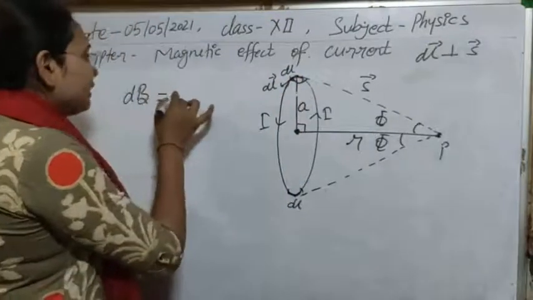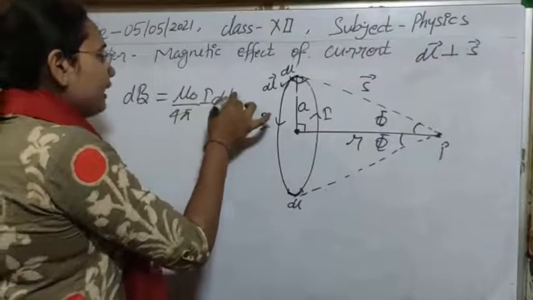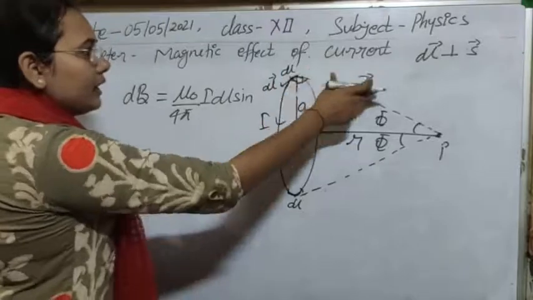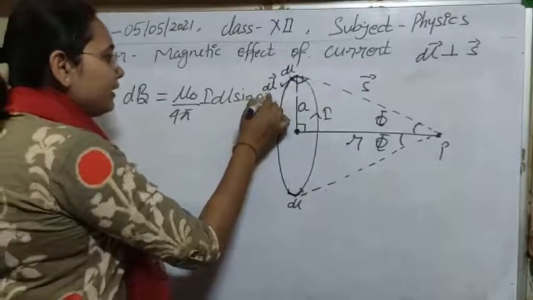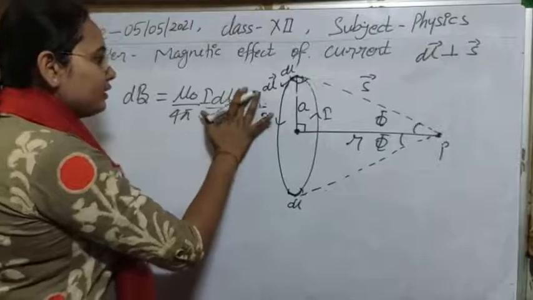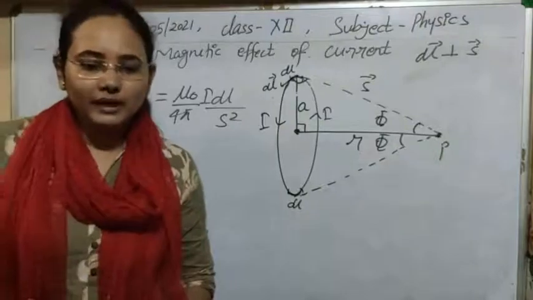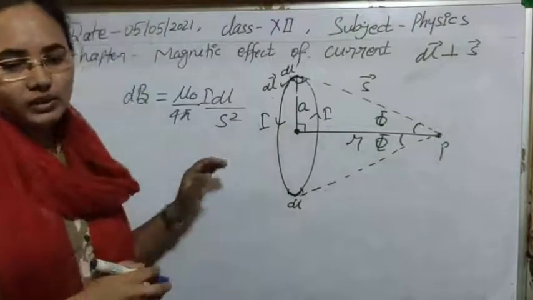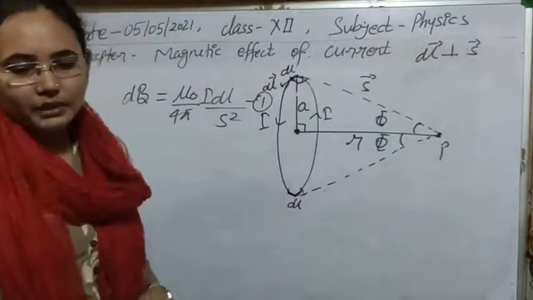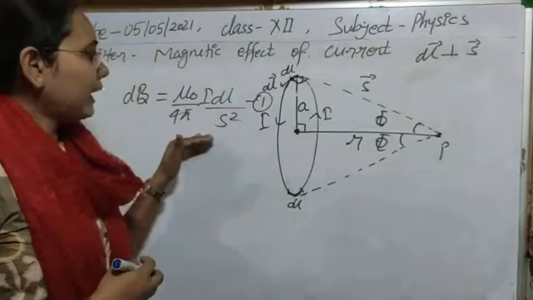That magnetic field dB will be equal to mu 0 upon 4 pi, I dl sine theta upon s square, where theta is the angle between dl and s. So this one will be sine 90 upon s square, and as sine 90 is 1, I will rub it from here. So this value of the magnetic field we will get after solving this. Then due to these two current elements we can calculate the final magnetic field.